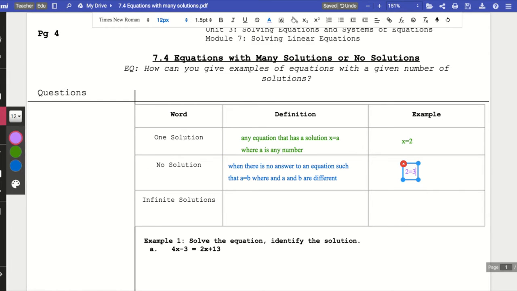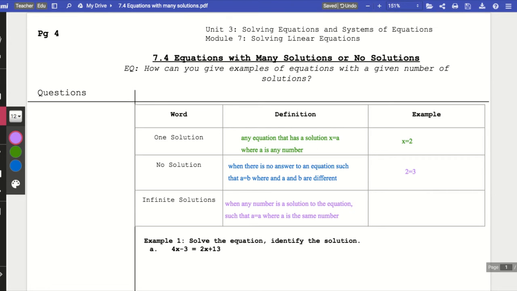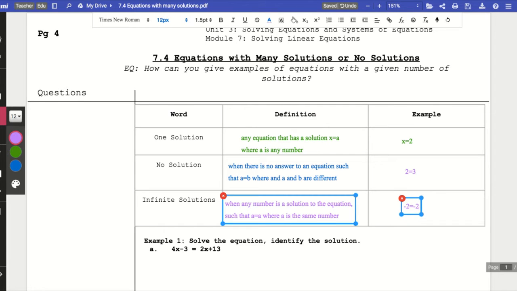Finally, the last one that we're going to talk about today is infinite solutions. Infinite solutions are basically what it sounds like: when any number is a solution to the equation such that a equals a, where a is the same number. Again, this is where you're going to get something like -2 equals -2. Since those are the same numbers, we would say it's infinite solutions.